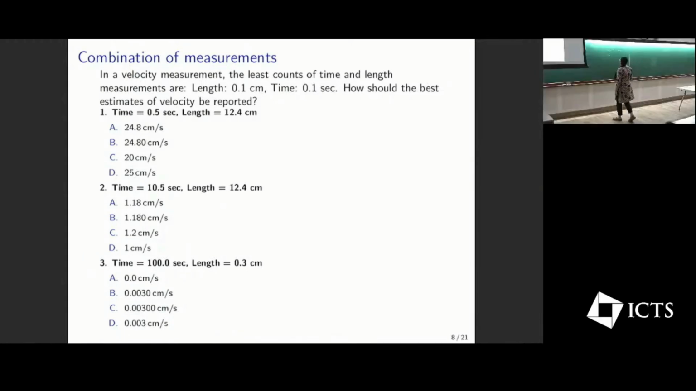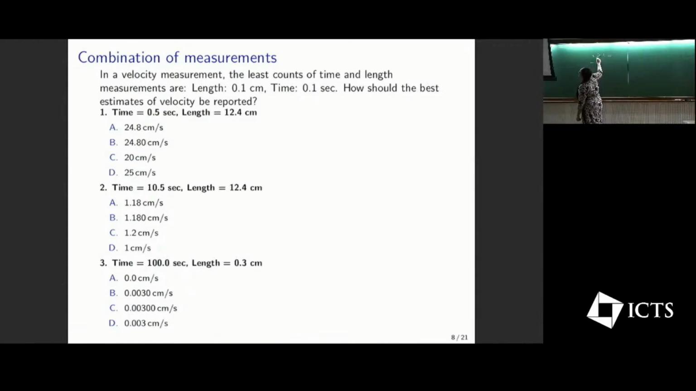It can only have 0.1. That's your intuition. Okay, we can talk about it. It can be B as well. 180. Okay, so somebody says B as well. This is centimeter per second. We'll discuss this. And what about the last one?